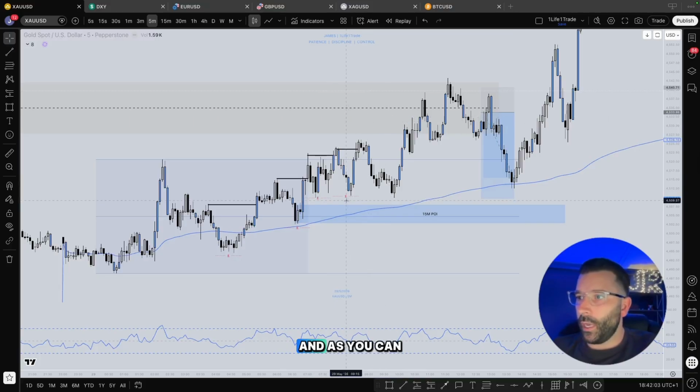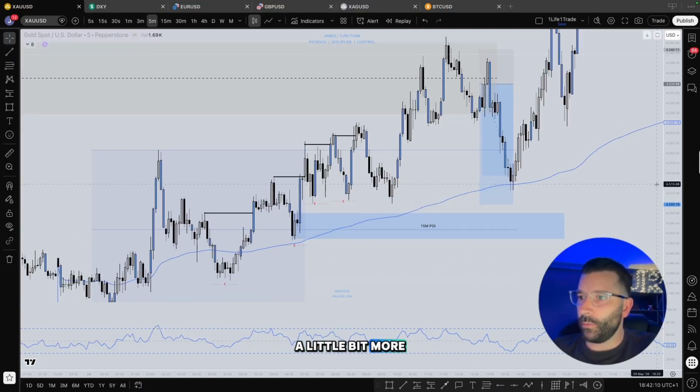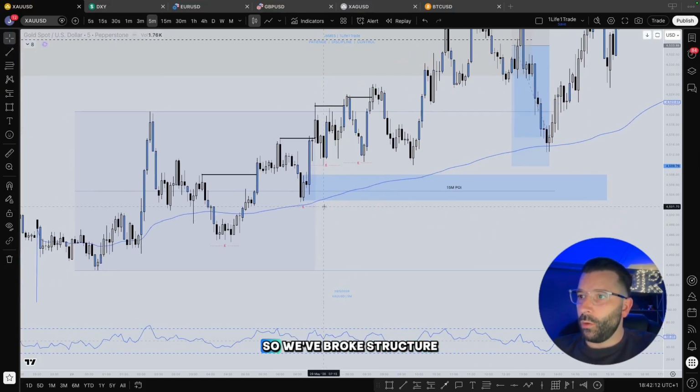Get rid of you. And as you can see, liquidity is building up over here. There's imbalance under here, as you can see. Let me zoom in a little bit more. So we've broke structure. We've got a lovely order block here. We've got imbalance, and we've got liquidity building up.